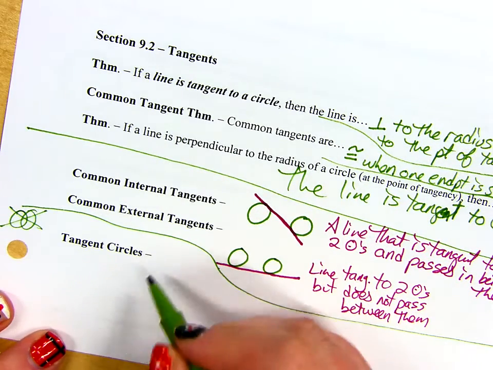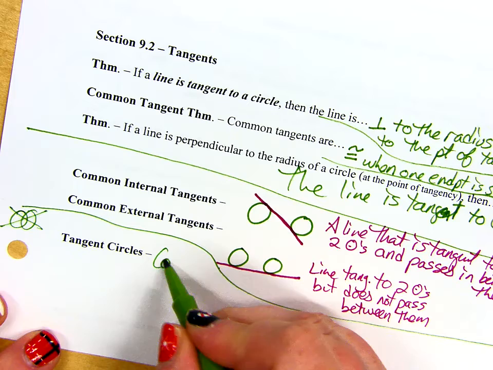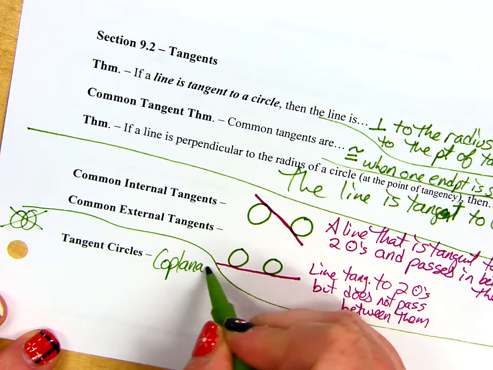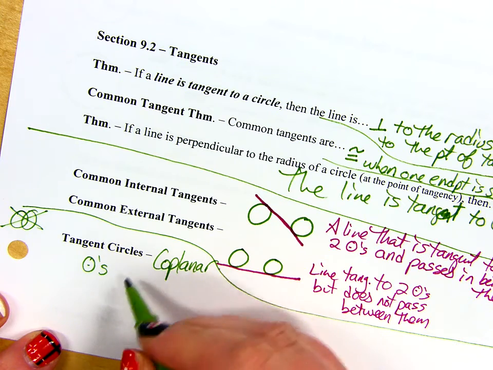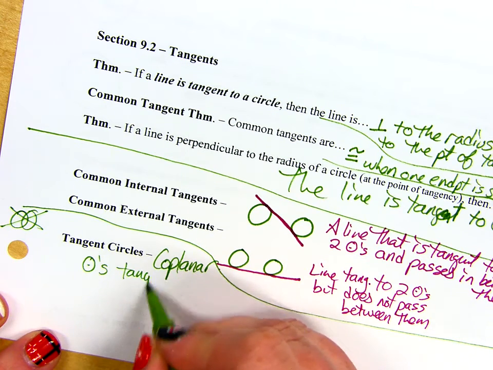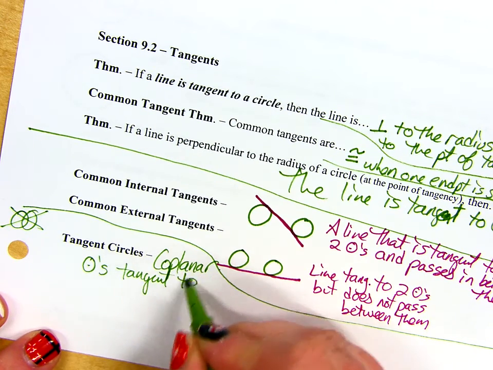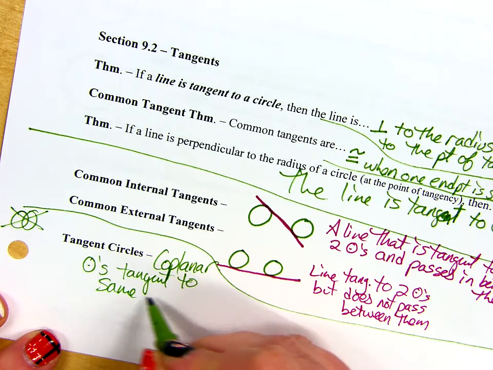They also need to be coplanar. So let's throw that in there. Coplanar circles, tangent to the same line at the same point.